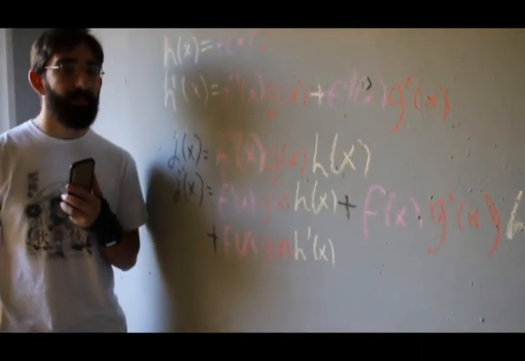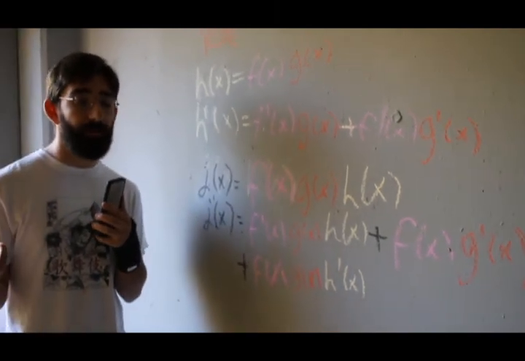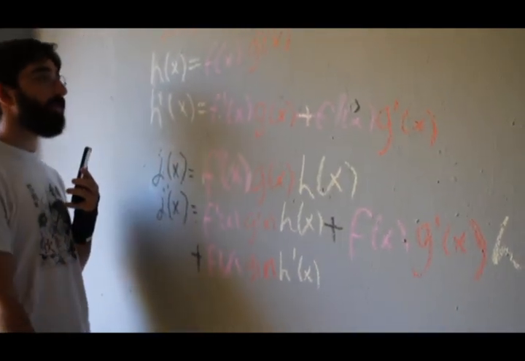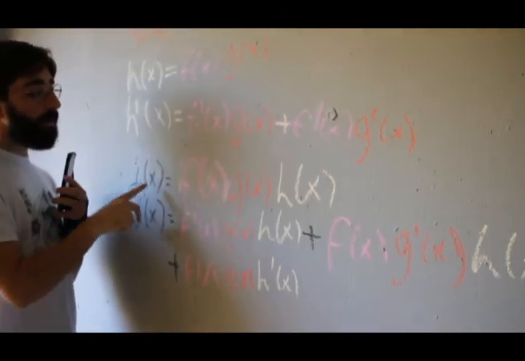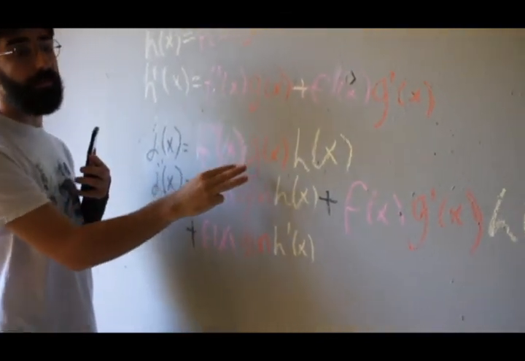Alright, so next we're going to talk about the triple product rule. We already talked about what happens if you have a function defined as a product of two other functions. What if you have a function that's defined as the product of 3 functions?